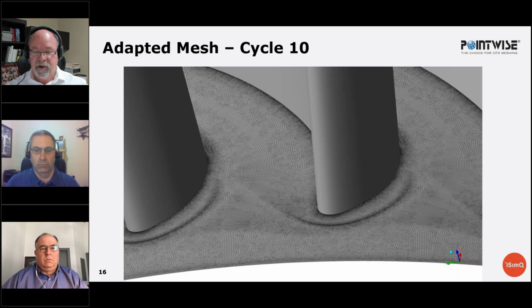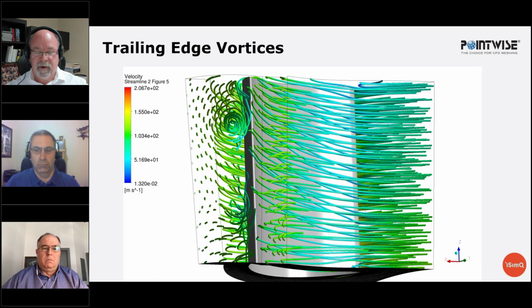That rotation that's happening there, the vorticity, is a lot lower than the main passage velocity gradients, but it's picked up quite nicely here. And in fact, it's picked up quite quickly. After only 3 or 4 cycles of adaptation, you start to see this.